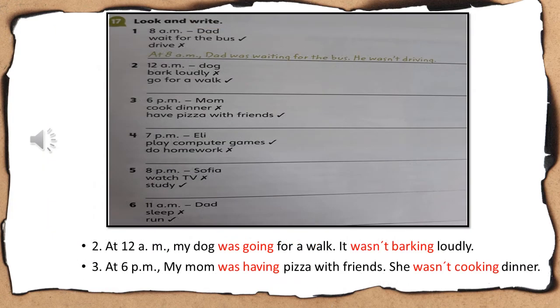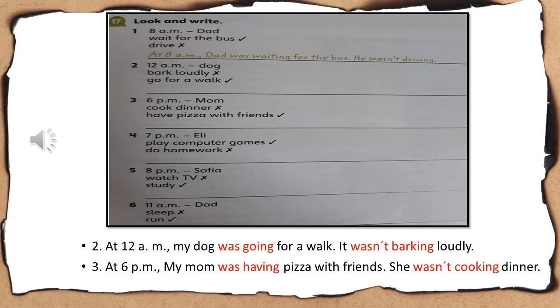Page 81, exercise 17. Look and write. Here we have 6 sentences, and we need to write the correct form for each one. For example, we have number 1. 8 a.m. Dad wait for the bus and drive. At 8 a.m. Dad was waiting for the bus. He wasn't driving.